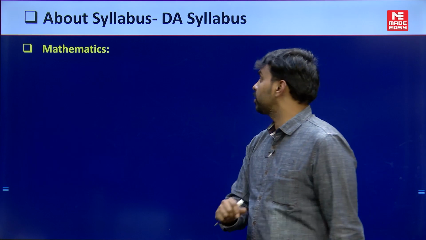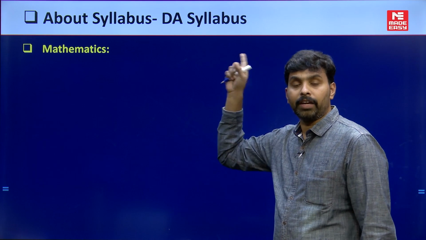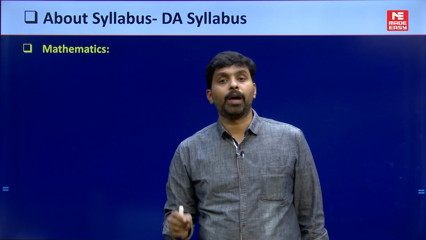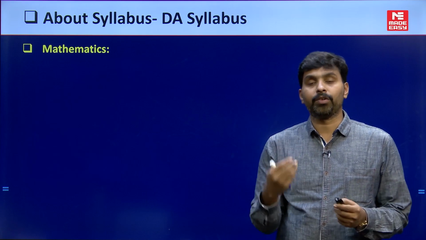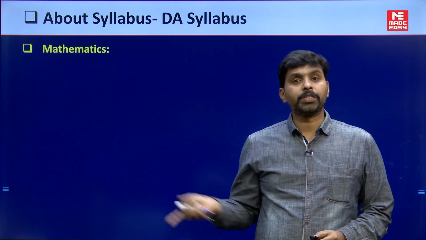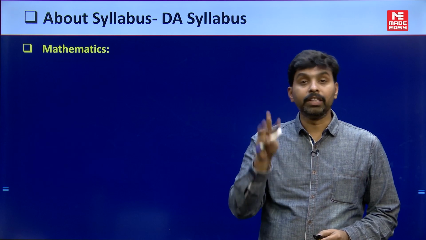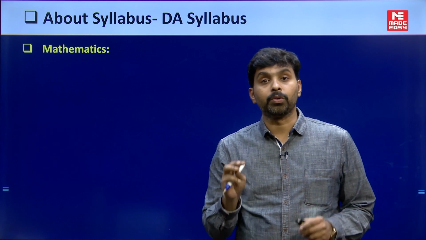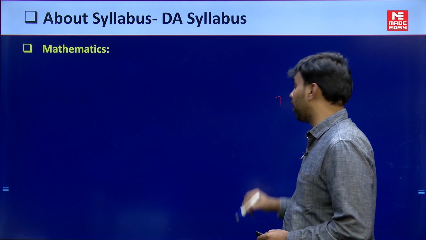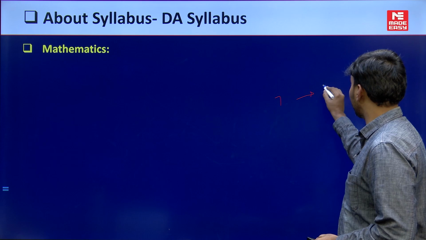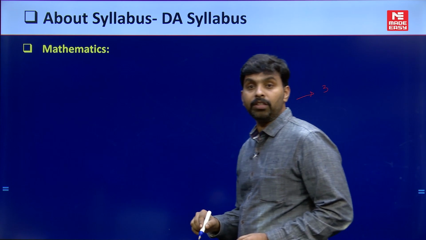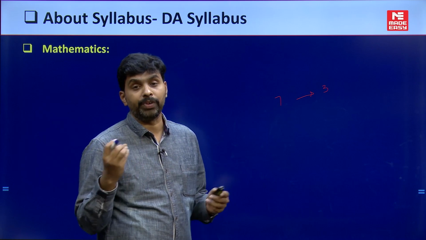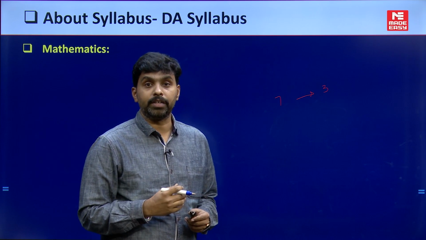First, the GATE syllabus and that too for the DA paper. Dear students, the DA paper has a lot of high coverage. Totally there are 7 topics, and out of the 7 topics, 3 topics are of mathematics. That means you can understand how much weightage will be there from the mathematics side.